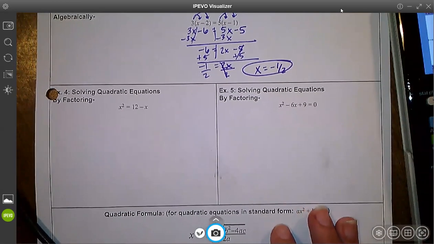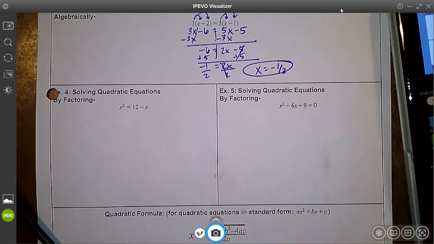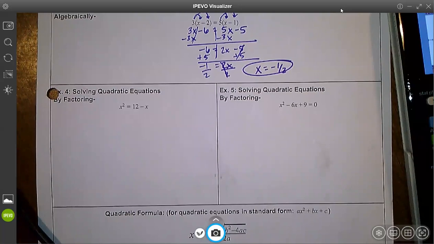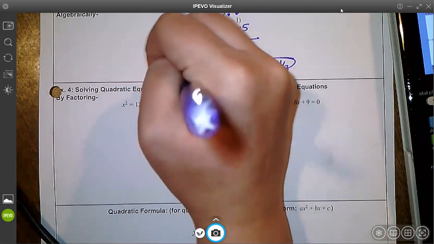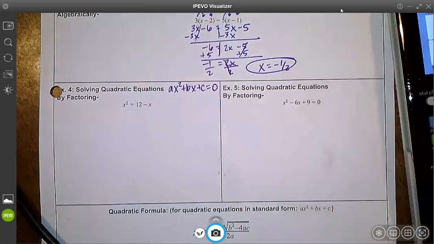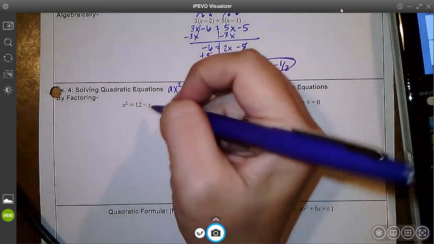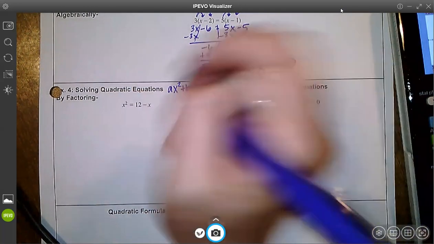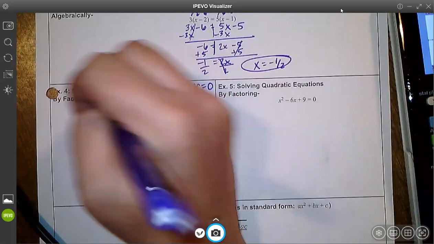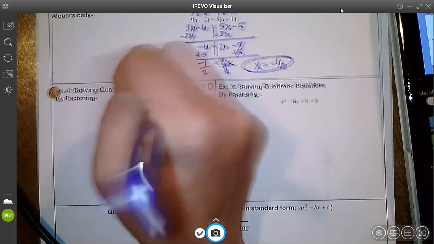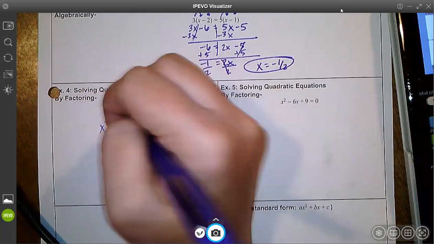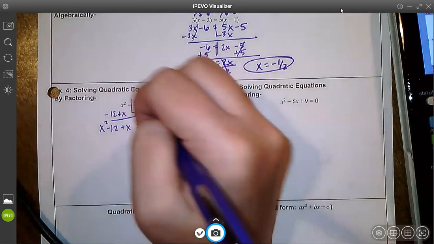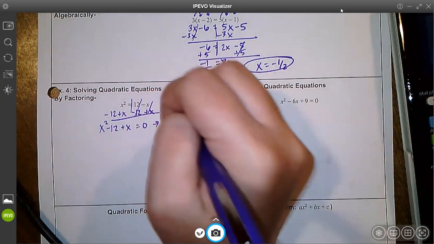Solving quadratic equations, there's a couple ways you can do it. You can do the intersect feature like we did before. You can factor it. This one I'm going to factor. To factor it has to be in standard form, which is ax squared plus bx plus c equals 0. So I'm going to move 12 and negative x to the other side. So what I have is x squared plus x minus 12 equals 0.